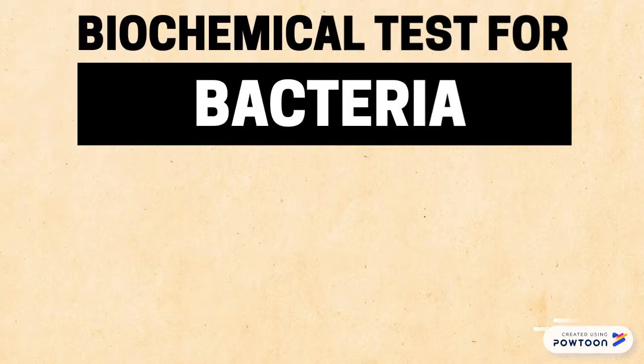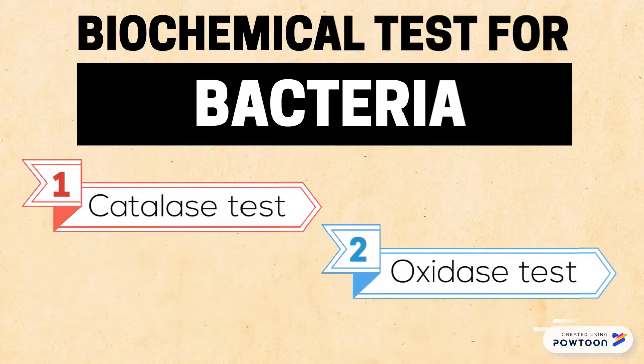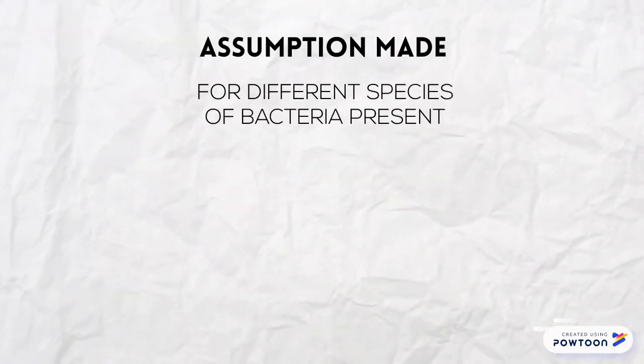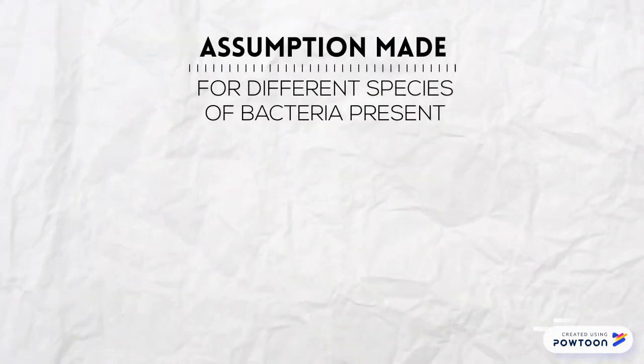Moving on, we are going to talk about the biochemical test for bacteria. We will be focusing on the catalase test and oxidase test. The assumptions made for the different species of bacteria present are Pseudomonas species and lactic acid bacteria.